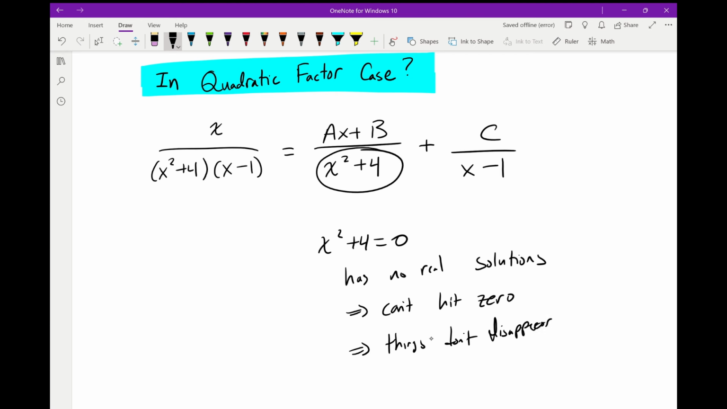Like if we want to make c go away, if you have x squared plus 4 over this thing, since x squared plus 4 can never equal 0, this thing, no matter what limit you take, has no hope of hitting 0. So you can't make the c disappear like you could in the previous case. So that's just not going to work.